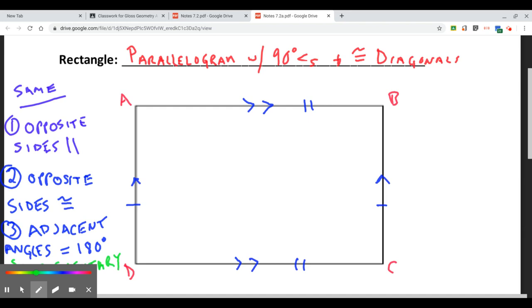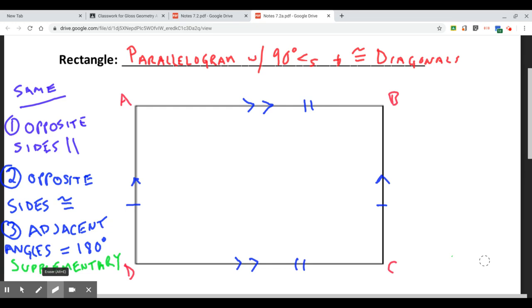And finally, let's look at the third property that they share. Adjacent angles are 180 degrees, and that means that they are supplementary. So that means that angle A plus D equals 180, angle A plus B equals 180, B plus C equals 180, and D plus C equals 180. So all three of these properties are exactly the same as the parallelogram properties.